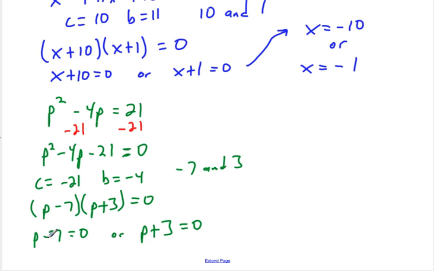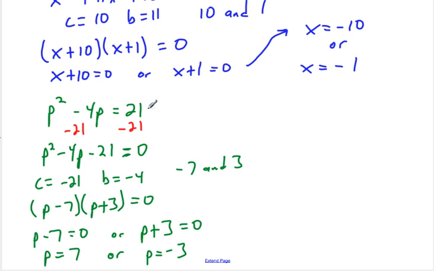So if we add 7 to both sides here, we get p equals 7. And if we subtract 3 from both sides here, we get p equals negative 3. And again, if you plug both of these numbers in for p up here, you'll find that they work. Right? 7 squared, so 49 minus 28 would be 21. If we plug in negative 3, we get 9 plus 12 equals 21.